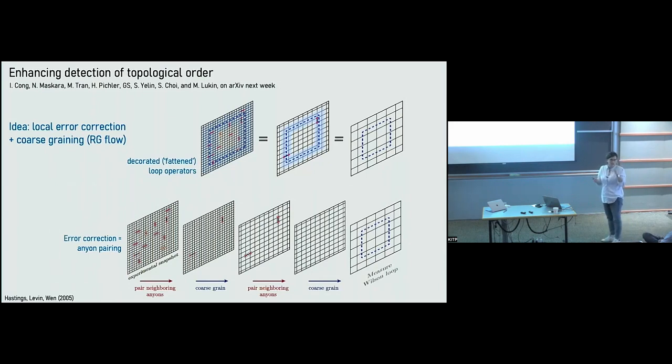This is an idea that is not new. It was already presented, for example, by these authors in 2005 and 2006. But what is new is the way we do this error correction and coarse graining to define these flattened and decorated loop operators. Let me just briefly show you how we can apply this in post-processing to our experimental data.